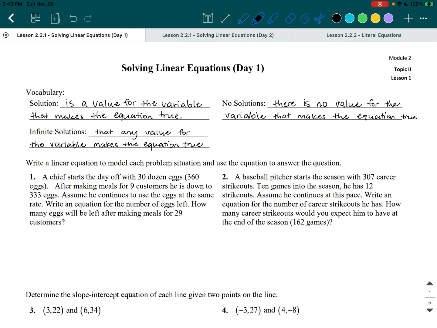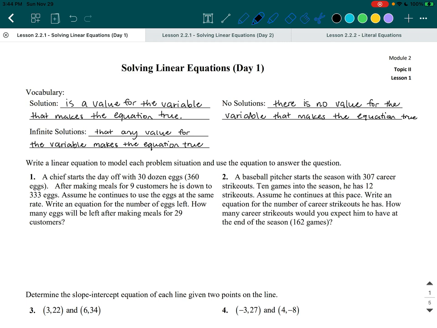All right, so let's get on to our word problems. For the first word problem, it says that we need to write a linear equation to model each problem situation and use the equation to answer the question. A chef starts the day off with 30 dozen eggs, so that's 360 eggs. After making meals for 9 customers, he is down to 333 eggs. Assume he continues to use the eggs at the same rate. Write an equation for the number of eggs left. How many eggs will be left after making meals for 29 customers?